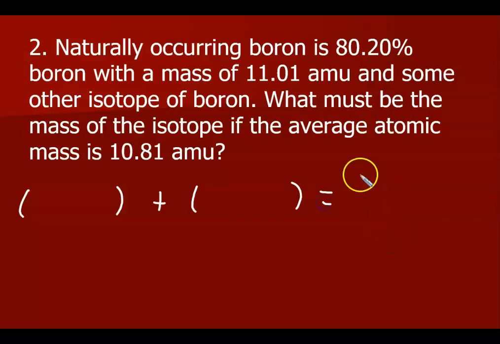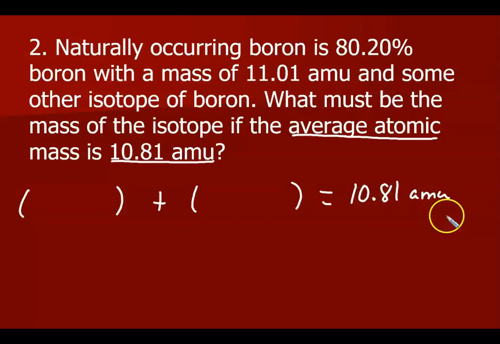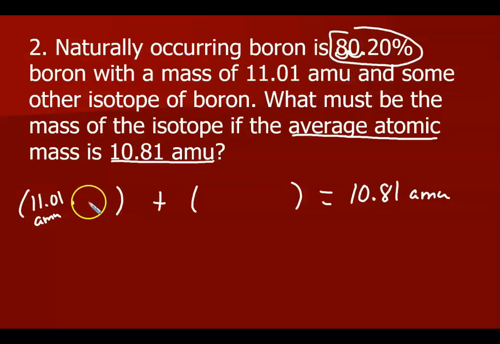But if we read this problem, notice this time they're not wanting us to find the average. They give us the average. So this 10.81 AMU is going on over here. So we know that. And so we're going to take that first one, which is 11.01 AMU, and multiply that by this, but we got to make that decimal go away. Remember, the percent goes away. So we divide by 100 or move it over 2 spots, 0.802. Oh, if you want to keep the 0, if you want to keep it.